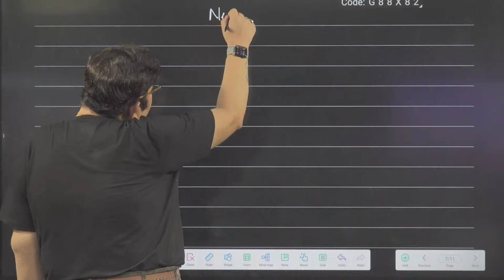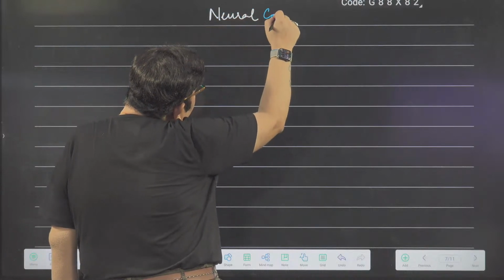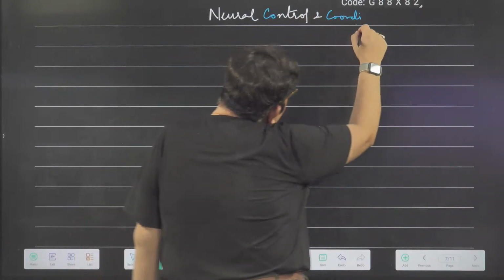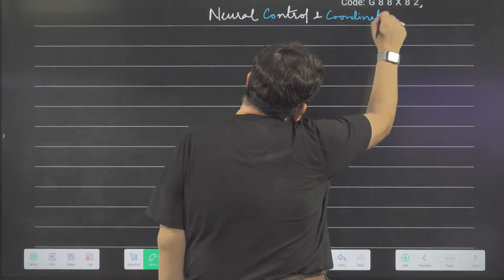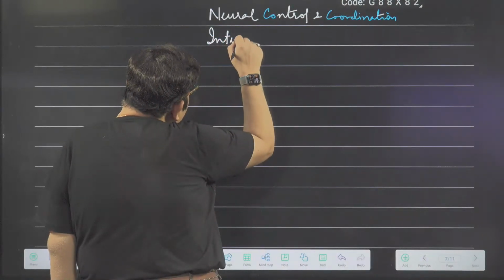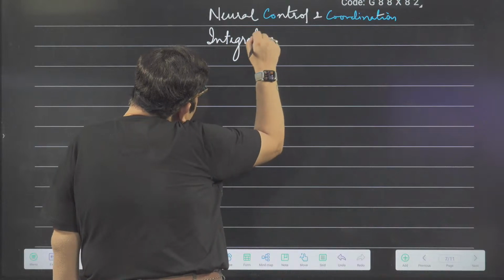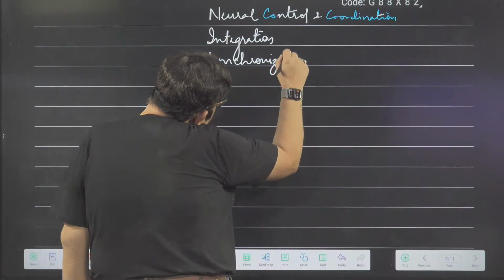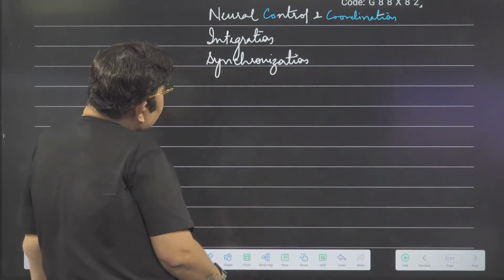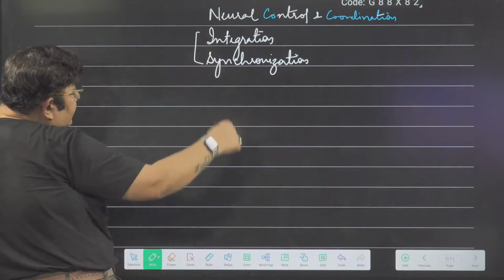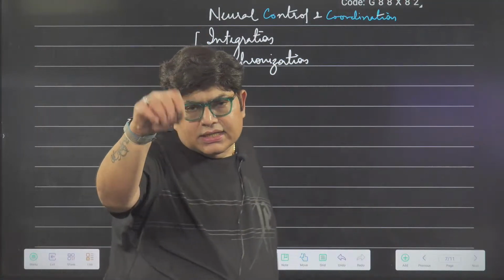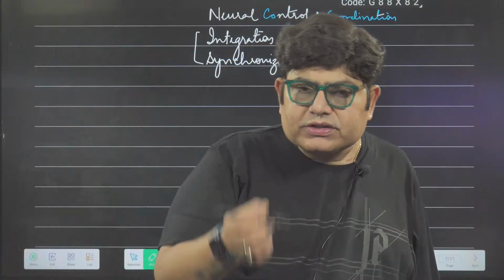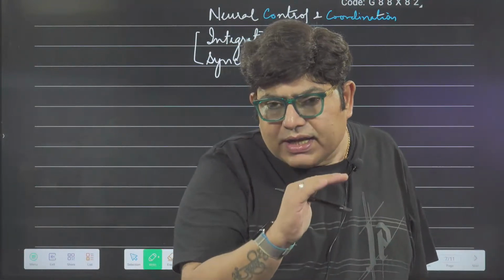I'll start with you the neural control and coordination. There are some words here. For example, a word called integration, synchronization. So coordination. My hands are moving in a coordinated manner. How much stroke I have to make, how much pressure I have to put, which color I have to use. It is all in a well coordinated manner.